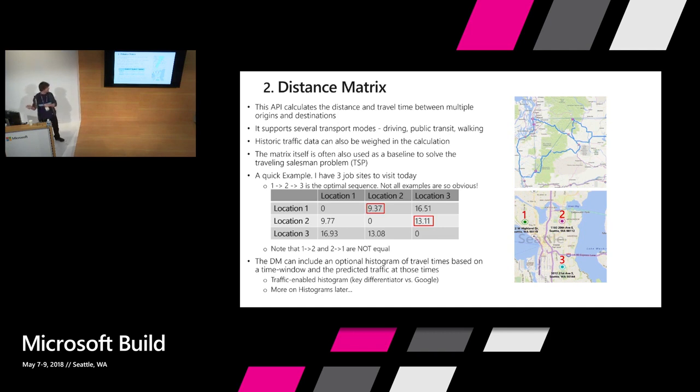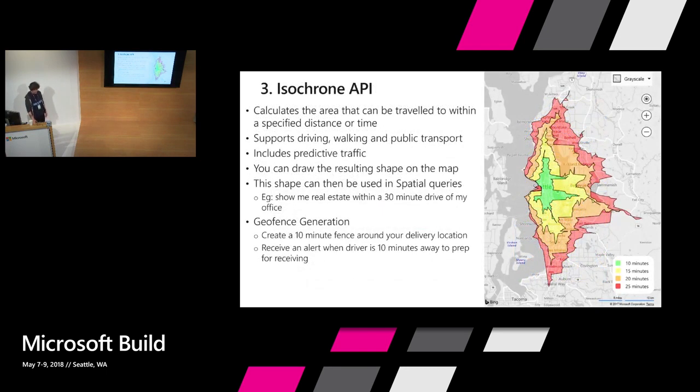Single API call, you pass all of those locations in, you'll get back a matrix of times and distances. You can then operate on that matrix and do things like solve the traveling salesman problem and optimize where your fleet should be going. Huge cost savings in time and fuel for large fleets.